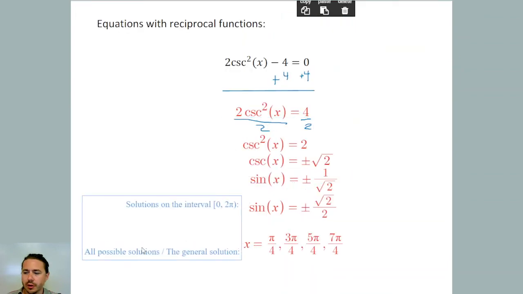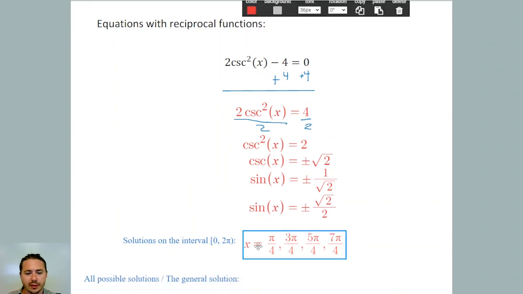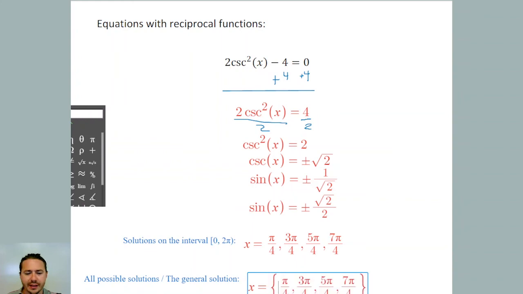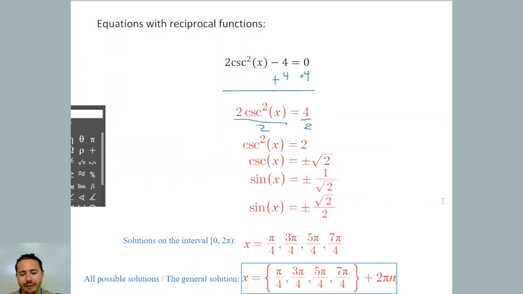Okay, so that would be my solutions on that particular interval. If I wanted to include the general solution, you're probably tired of hearing me say the same thing over and over, but you just write the same solution set, except we add plus 2 pi n on the end of it. You'll pretty much never have to write both for the same problem. On the homework, there's a section where it says just give the solutions in the interval, and another section where it says write the general solution. So it would look like that.